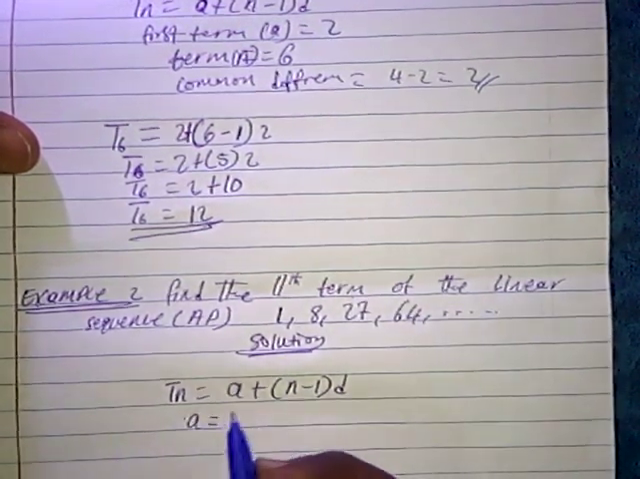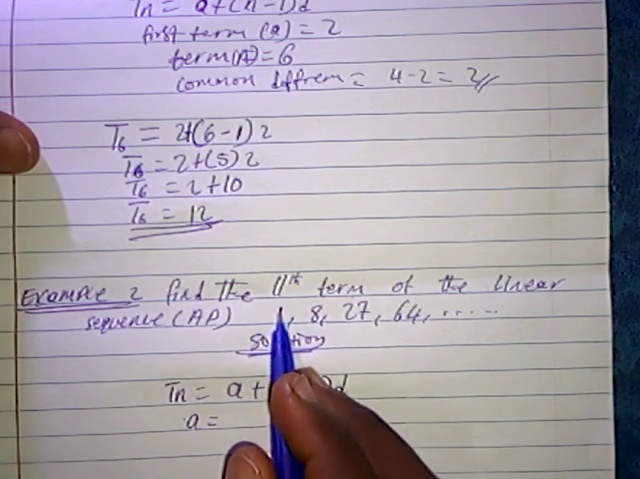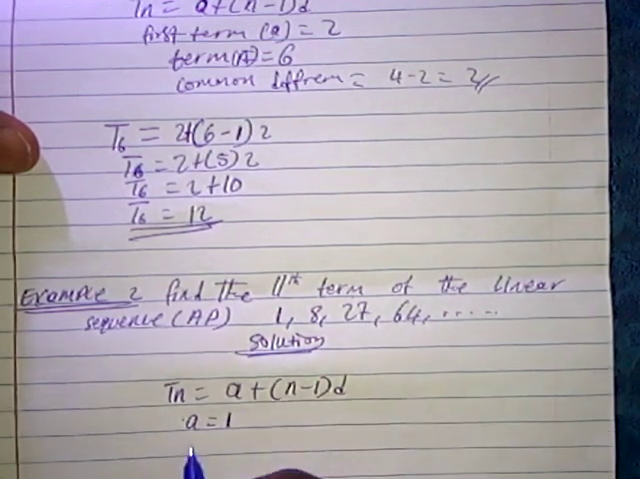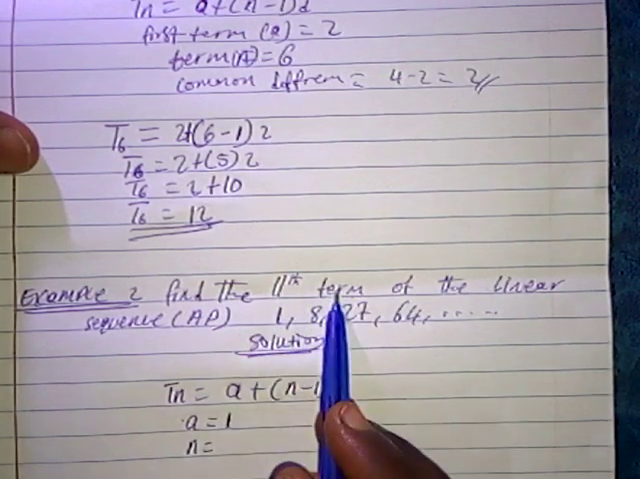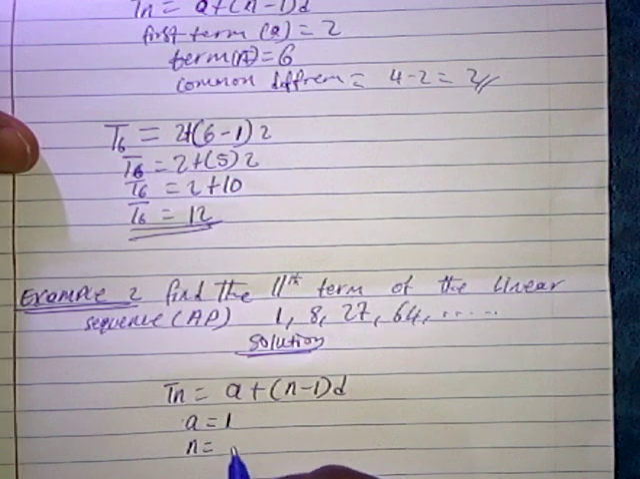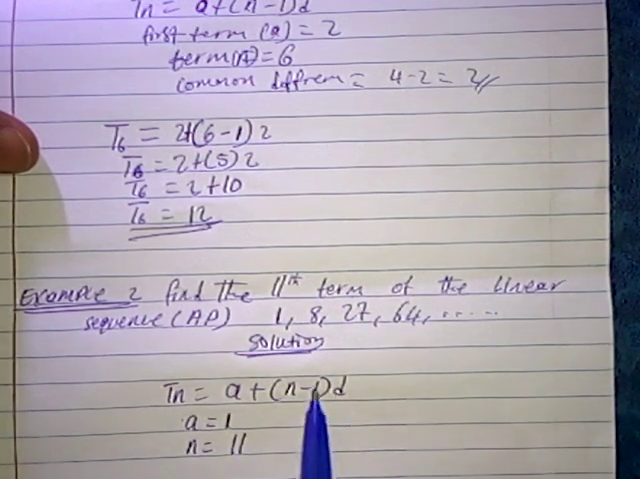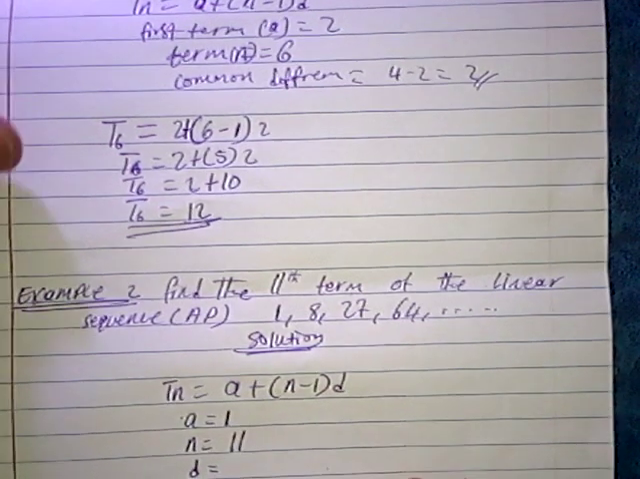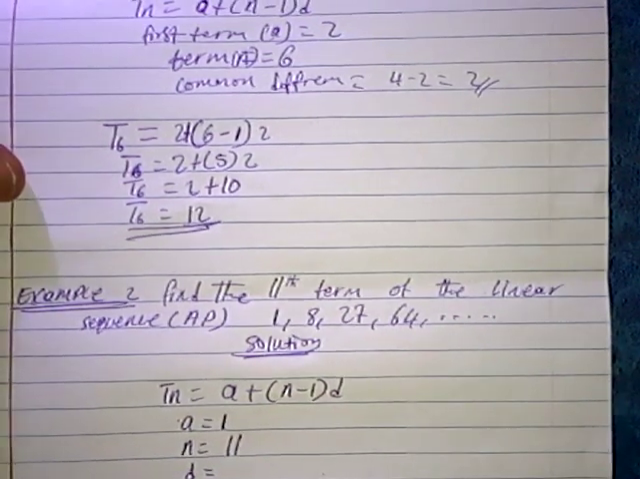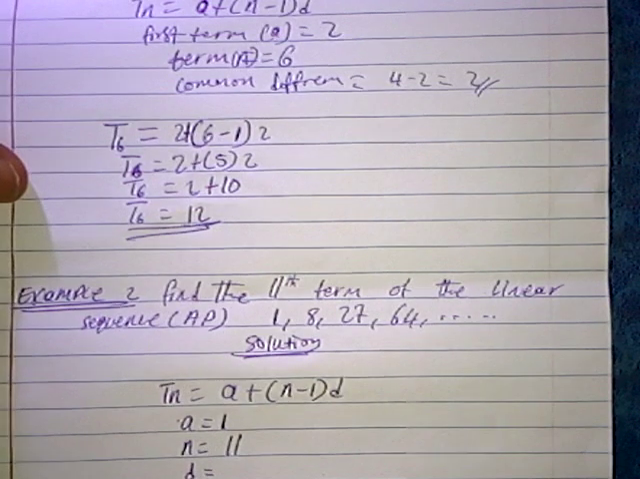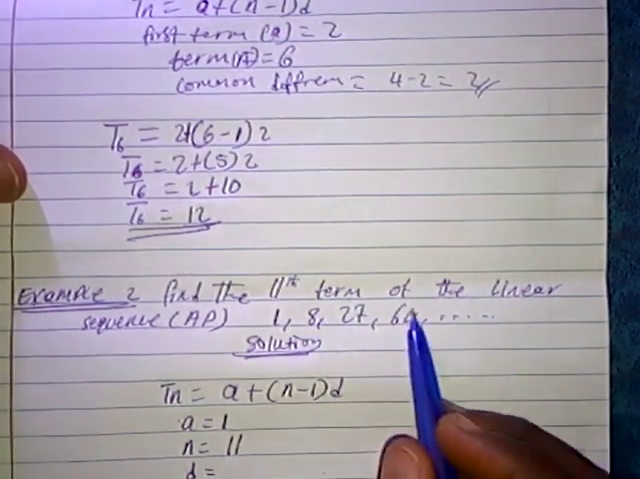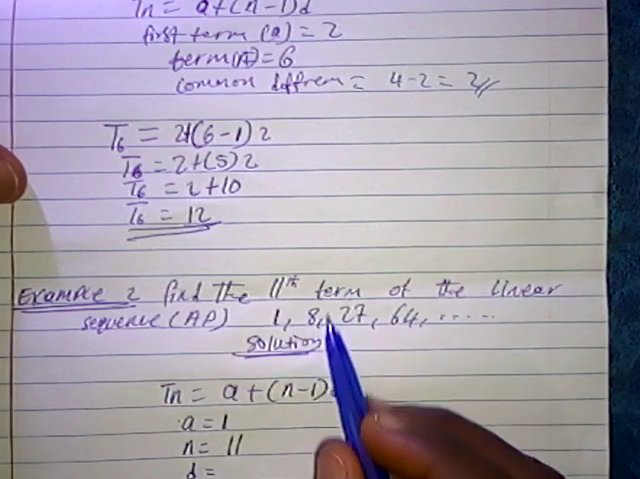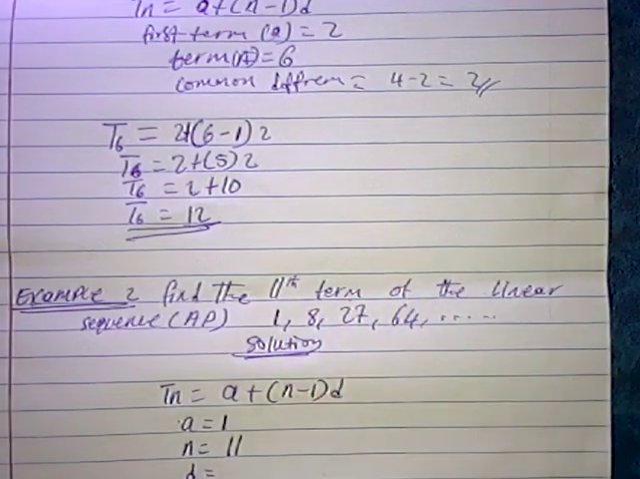Now what is A? The first term. The first number is 1. What is n? The number of terms. Find the 11th term. So n is 11, which is the term. What is d? The common difference. I told you that we always find the common difference by subtracting the second term minus the first term, the third term minus the second term. That's how we find the common difference.